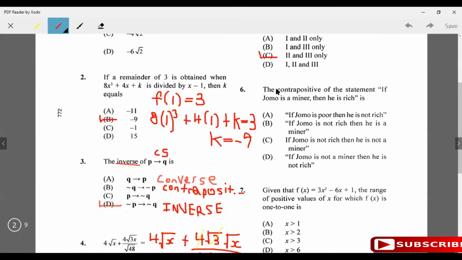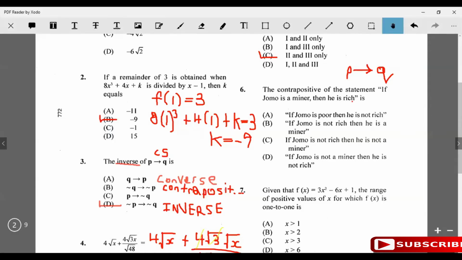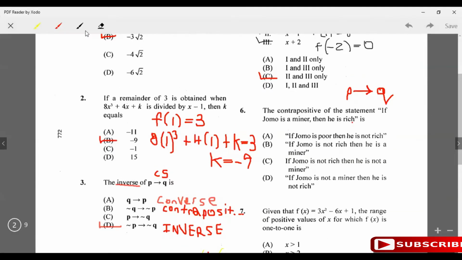This is a new question, question 6. It says the contrapositive of the statement, if Jomo is a minor, then he is rich. All right? So they want the contrapositive of this conditional statement. So remember, if P, then Q is a conditional statement. So this is P implies Q. That's a conditional statement.